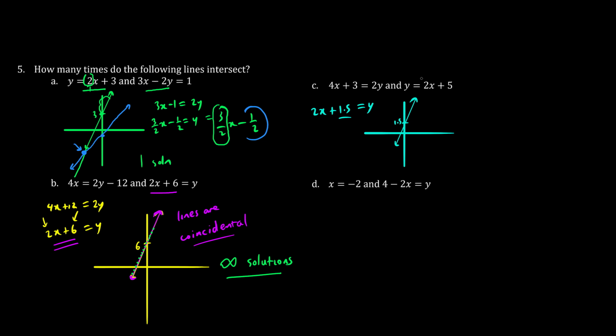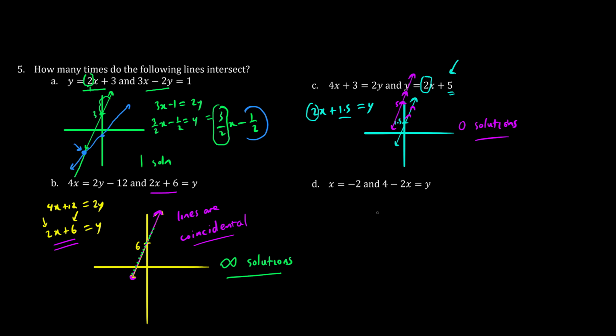So what we notice here is the slopes are the same. They're both 2 for these lines. However, for this second line, the y-intercept is different. We have a y-intercept of 5. So we'll say 5 is up here. And as you can see, these lines are parallel. Parallel. So there's no solutions. These lines never hit.